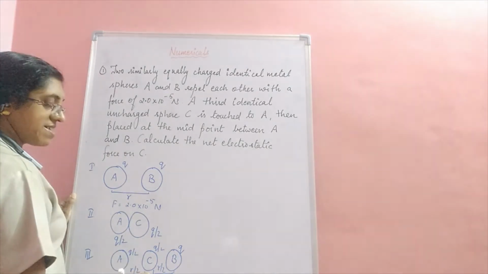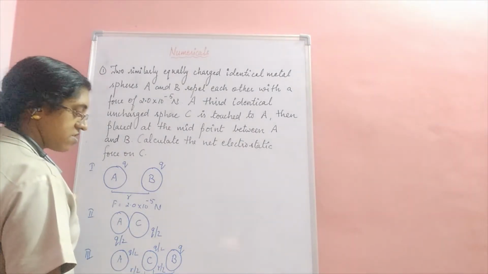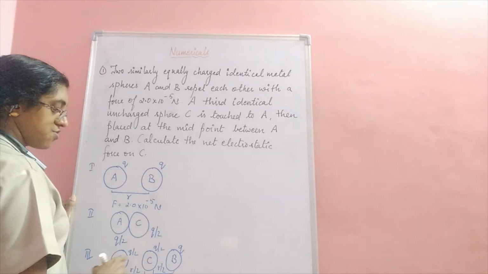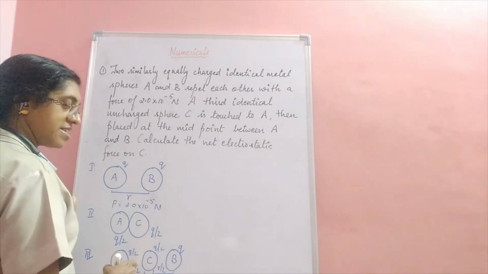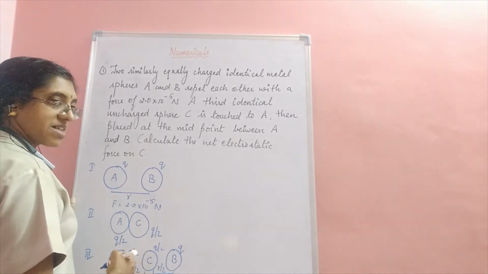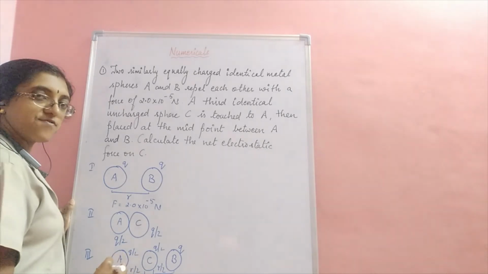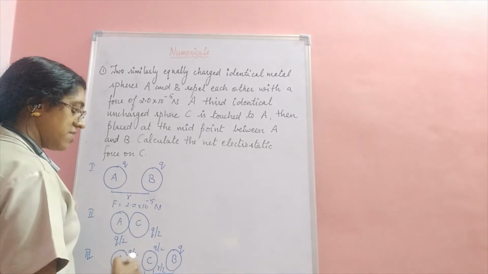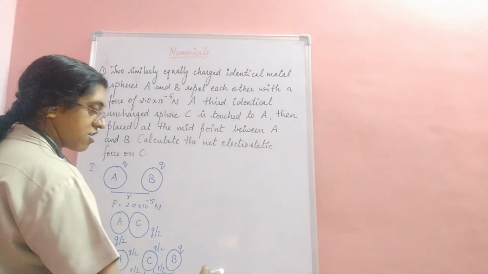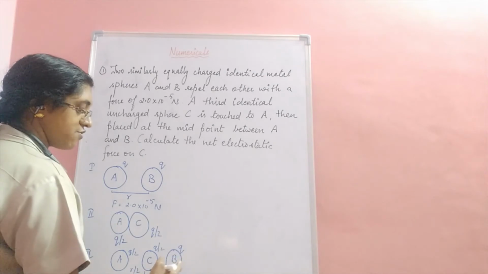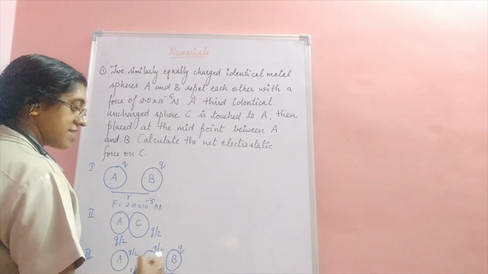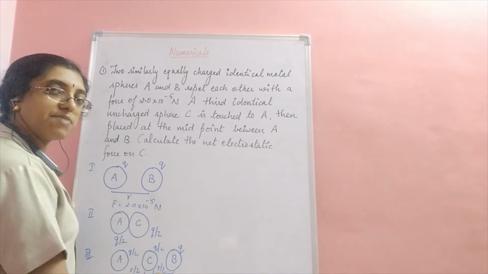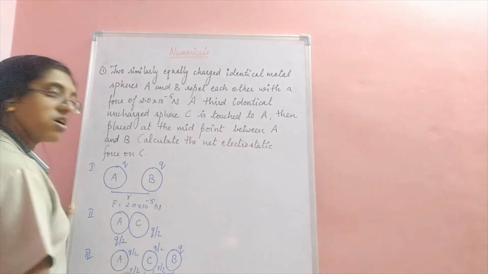Since C is placed at the midpoint between the two spheres, what happens? The force exerted by A on C: as both these spheres have positive charges, the force between A and C would be repulsive. Repulsive means along which direction? It would be along AC. Similarly, the force exerted by B on C, as again both are positive, would again be repulsive. It would be along BC.